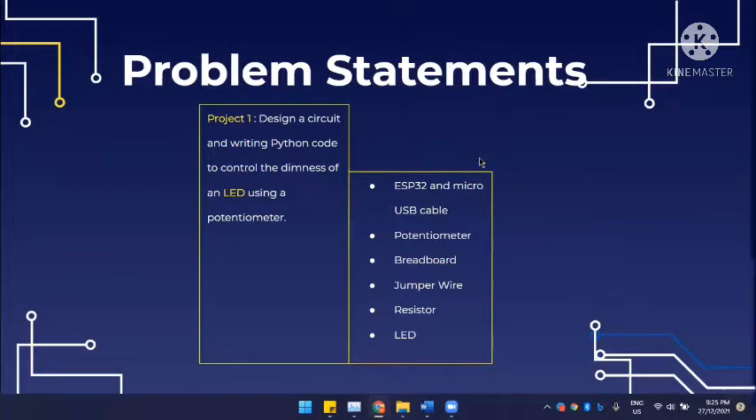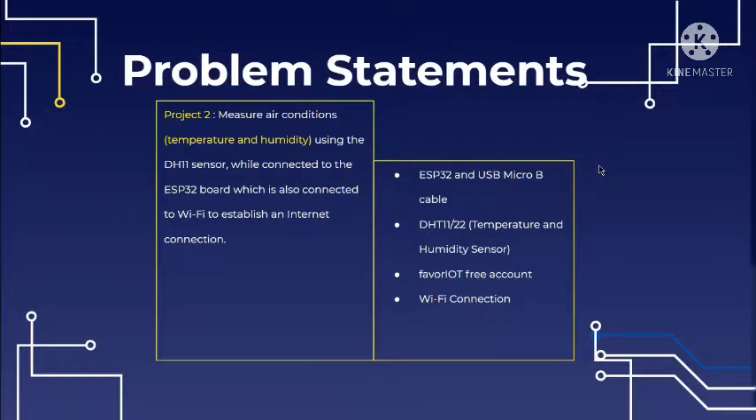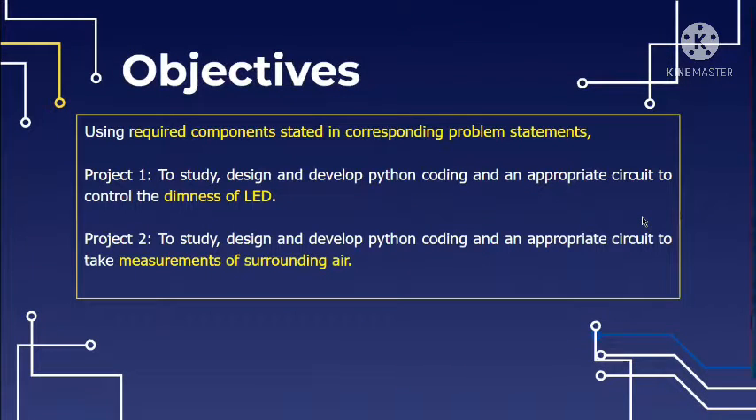The problem statement for Project 2 elaborates on how to measure air condition, temperature, and humidity using a DHT11 sensor while connected to the ESP32 board, which is also connected to Wi-Fi to establish an internet connection. The provided minimum requirement components for this problem are as follows as well: ESP32 and USB micro B cable, DHT11 to verify the temperature and humidity, Wi-Fi connection. Next is objective. Next slide, Bashir.